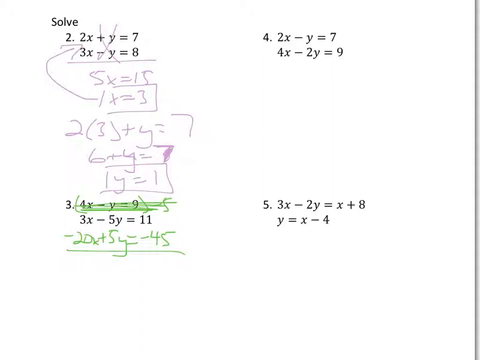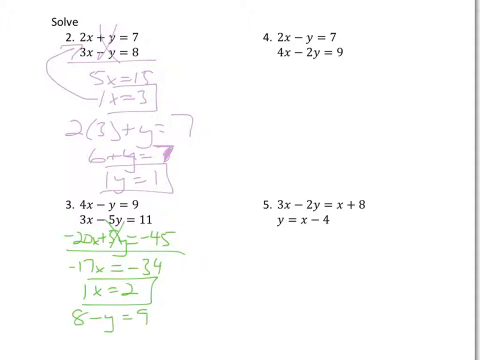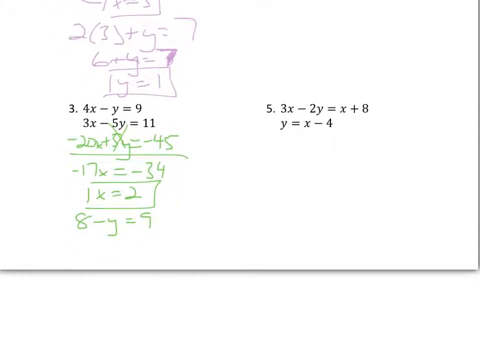So I've got negative 17x, y's go away, equals negative 34, and x equals 2. Okay, now I could plug my x back in. I'm going to use the top one because it has the smallest numbers. Okay, so I've got 4 times 2 is 8 minus y equals 9. Alright, and negative y equals 1, y equals negative 1. So the answer is 2, negative 1.